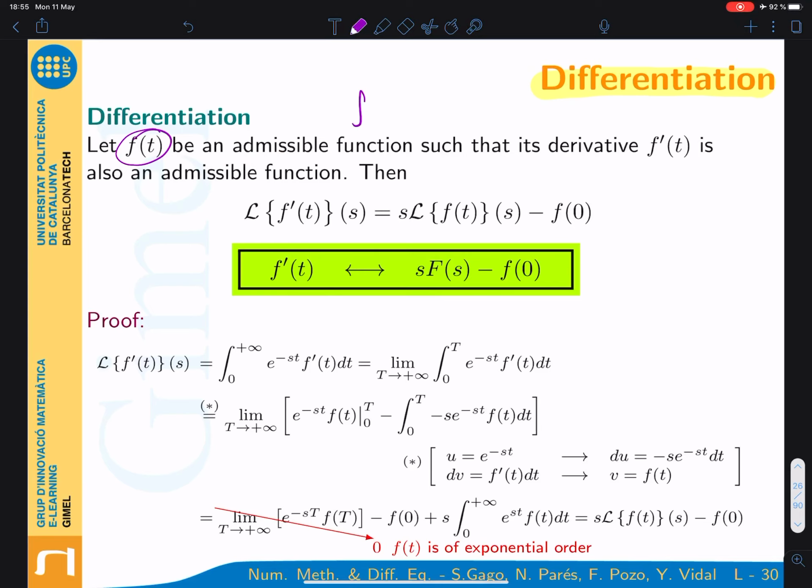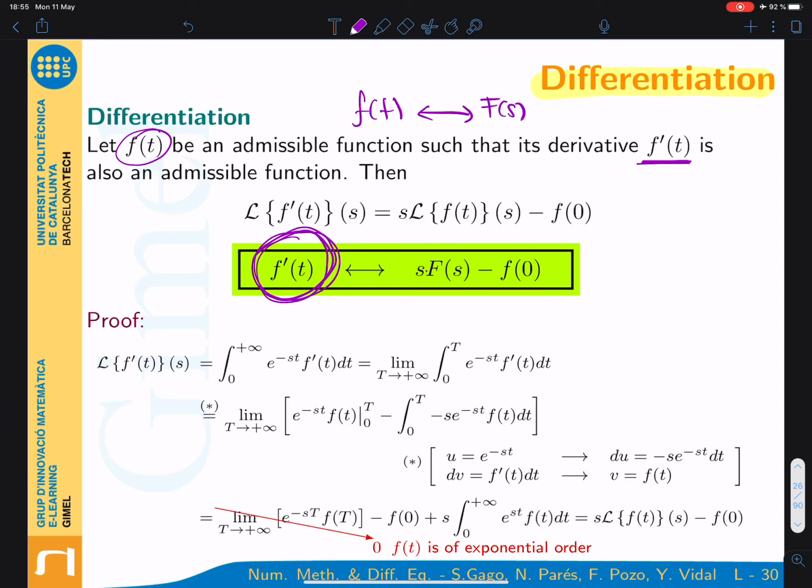So I have f of t that has a Laplace transform, capital F of s, and we want to compute the Laplace transform of f prime of t, the derivative of f. And it can be proven, and it's pretty easy to show, that what in time is computing a derivative, in the frequency domain is just multiplying by s. Wow! I will repeat that.